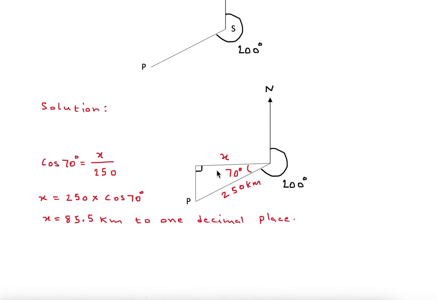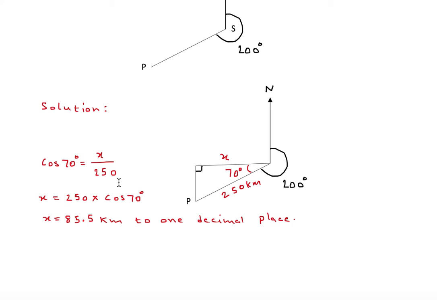And they said that the true bearing is 200 degrees. So that's the true bearing. But we need this angle. Remember that this whole angle from north all the way to west is 270 degrees. And this is 200 degrees already, so 270 take away 200 gives us 70 degrees. So 70 degrees left for this.